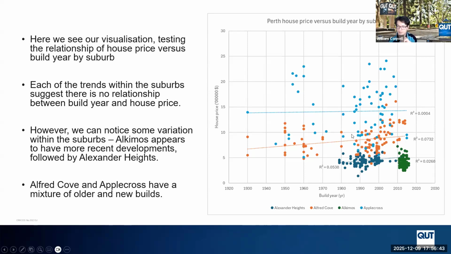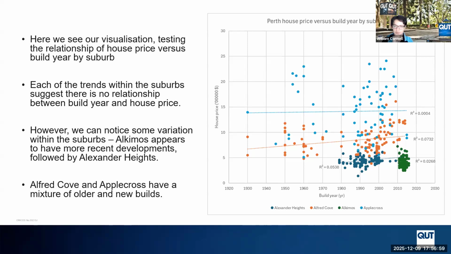And we can see that visually. There doesn't appear to be any trend that we're observing. There's a lot of variation in our data. So it doesn't look as though anything in particular is getting explained by build year.